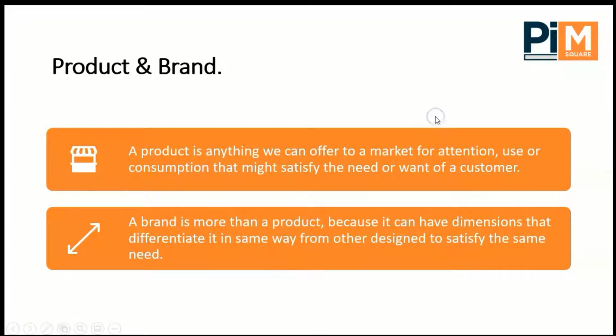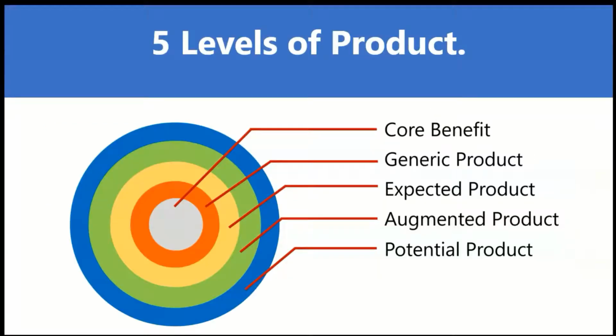Now let us discuss the 5 different levels of a product. The 5 different levels of a product go like this: core benefit, generic product, expected product, augmented product, and potential product. Now let us discuss them one by one. So what is a core benefit?